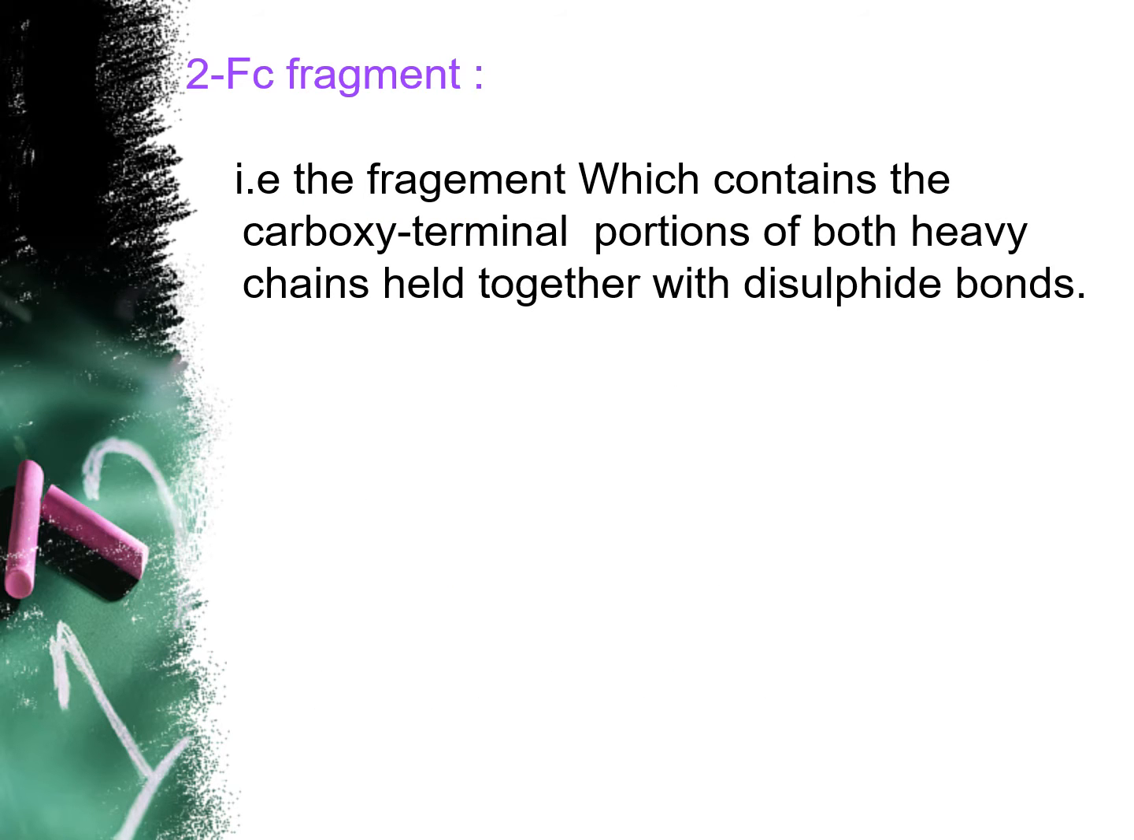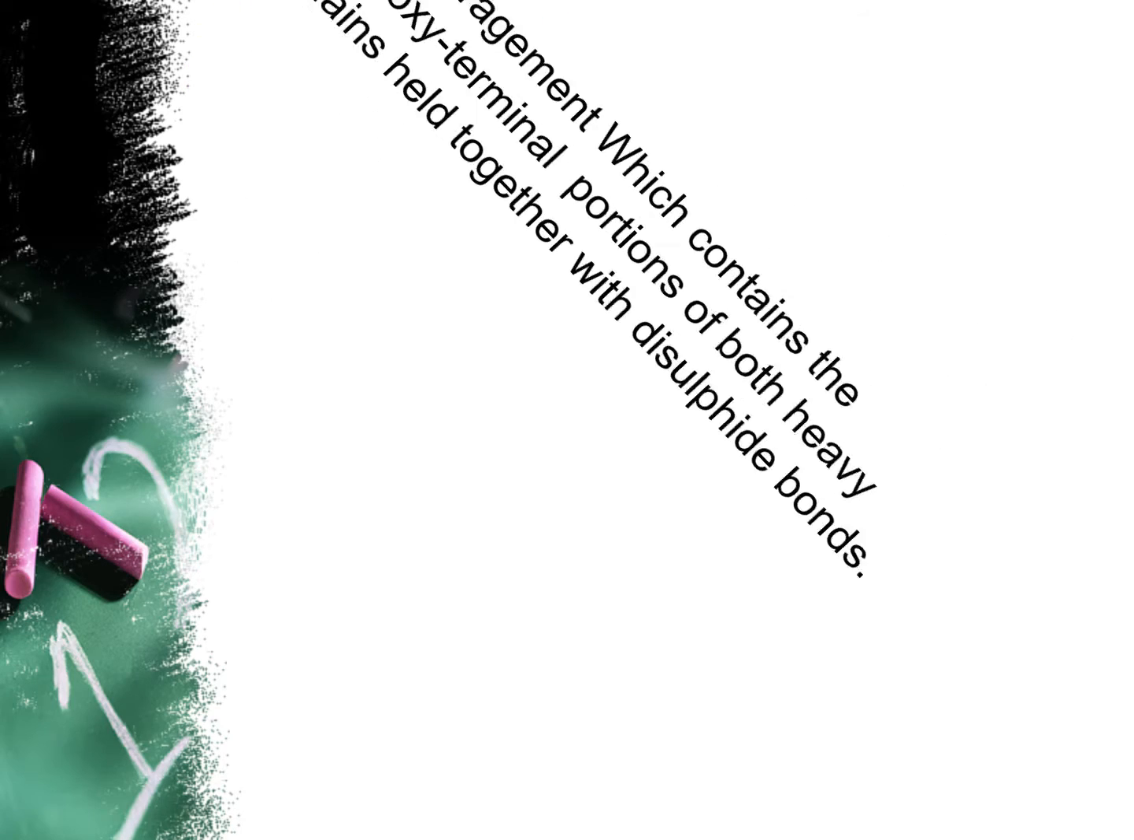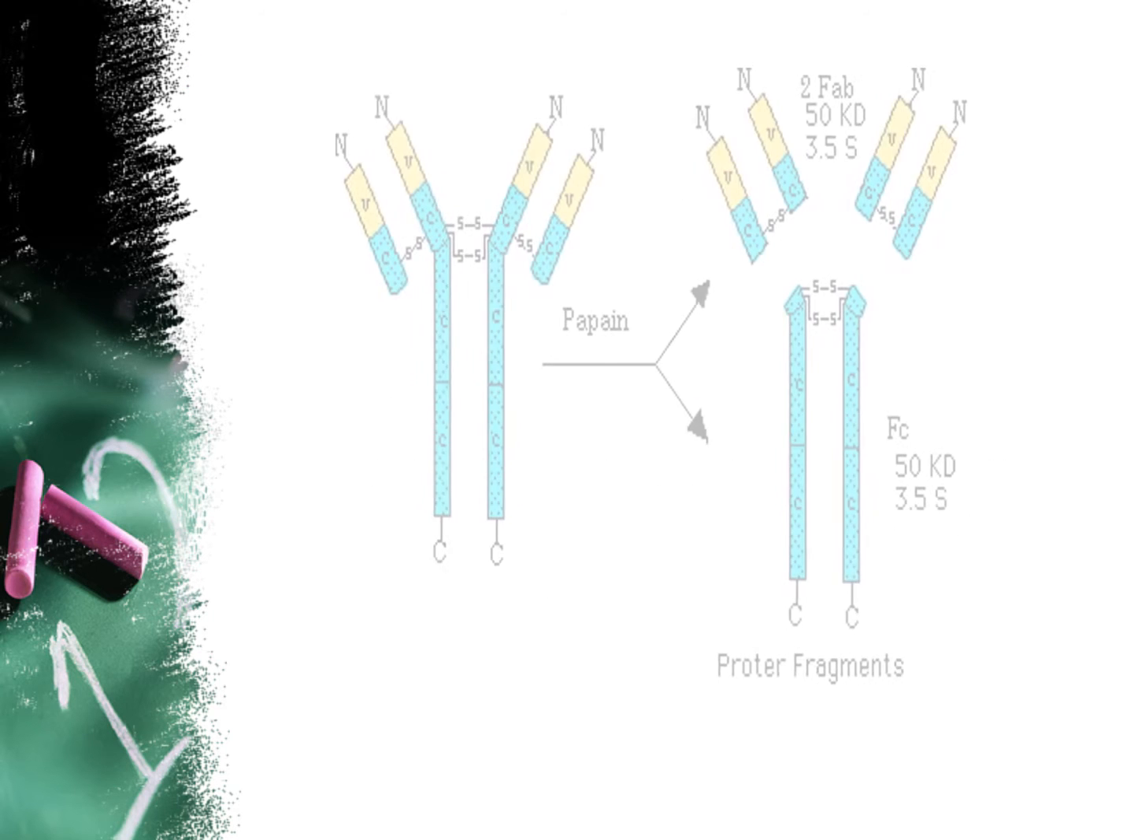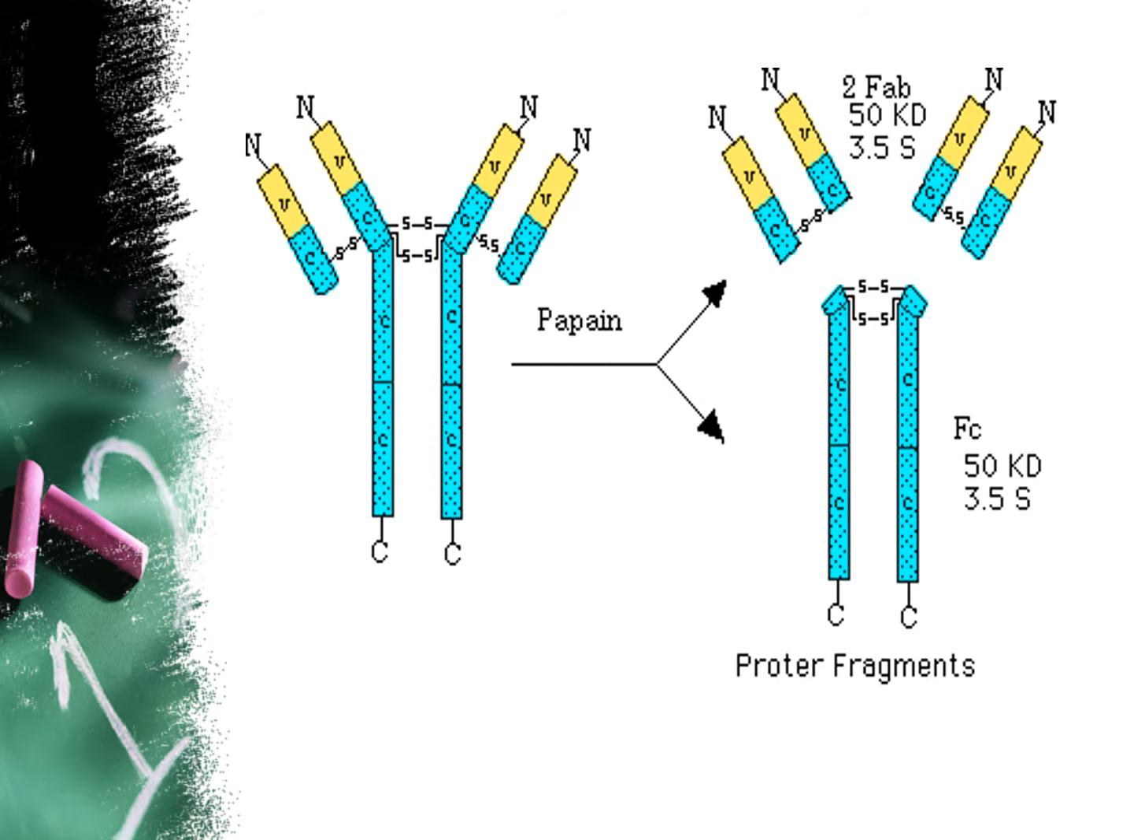And the FC fragment, the fragment which contains the carboxy terminal portions of both heavy chains held together with disulfide bonds. Most of the secondary biological activities of immunoglobulins are determined by the sequences in the FC region of the protein. Also, it is the site that is recognized by FC receptor on many cells. Here, when the enzyme papain cleaves the immunoglobulin, it results in the FC portion and two Fab fragments.